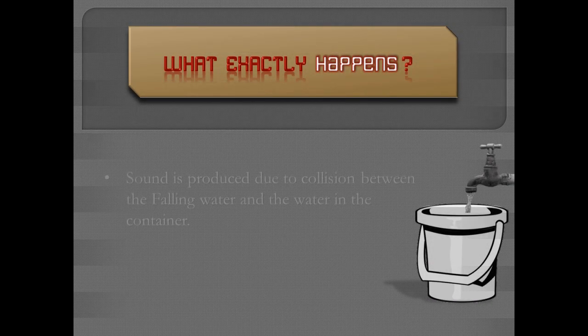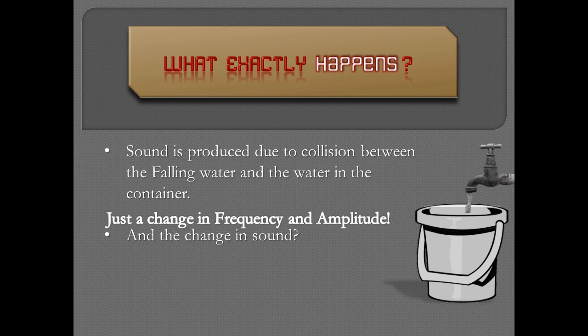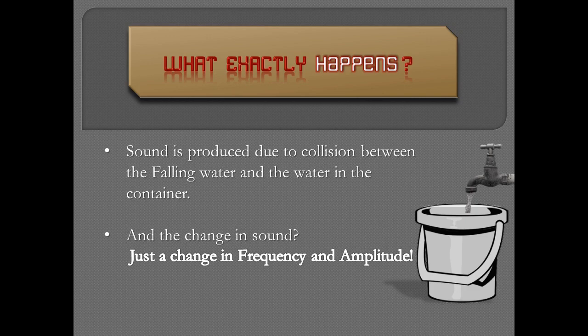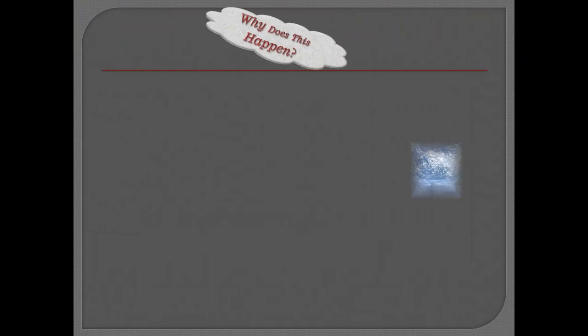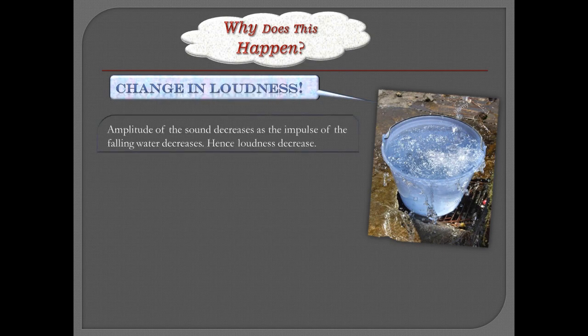Now let us see what exactly happens in the bucket. The sound we hear is produced by the impulse applied by the falling water on the water in the bucket, and the change we experience in the sound is a change in amplitude and frequency of that sound. But why does this happen? Let's see what causes the change in loudness of the sound. Loudness of a sound depends on its amplitude, and as the water level increases, the impulse applied by the falling water decreases, leading to a decrease in amplitude and hence a decrease in the loudness.